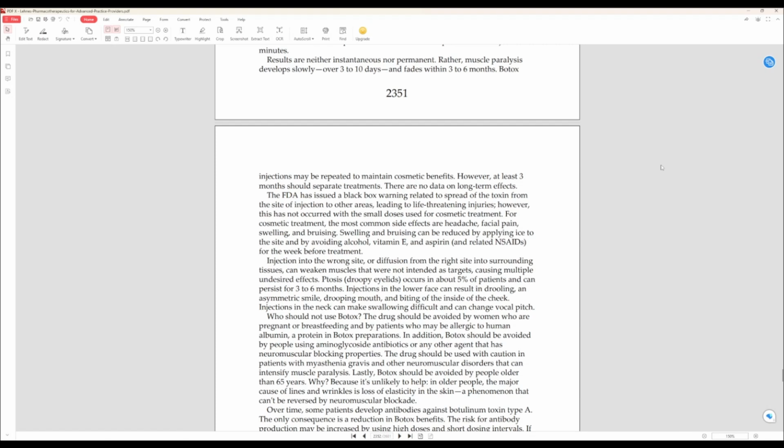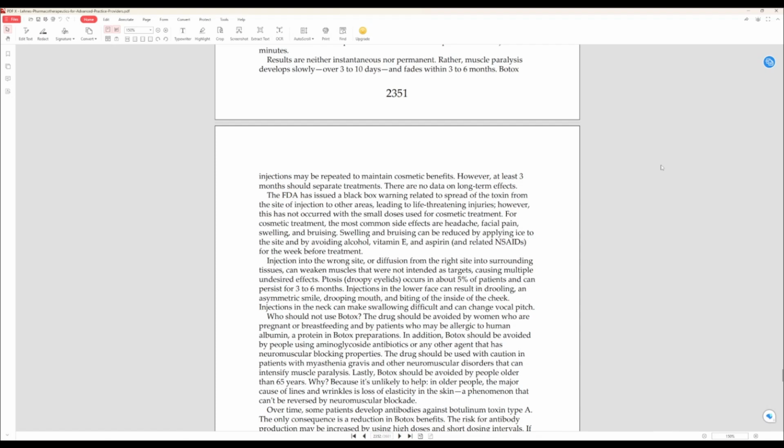There's no data on its long-term effects. The FDA has issued a black box warning related to the spread of toxin from the site of injection to other areas, leading to life-threatening injuries. However, this has not occurred with the small doses used for cosmetic treatment. For cosmetic treatment, the most common side effects are headache, facial pain, swelling, and bruising. Swelling and bruising can be reduced by applying ice to the site and by avoiding alcohol, vitamin E, and aspirin for the week before treatment.